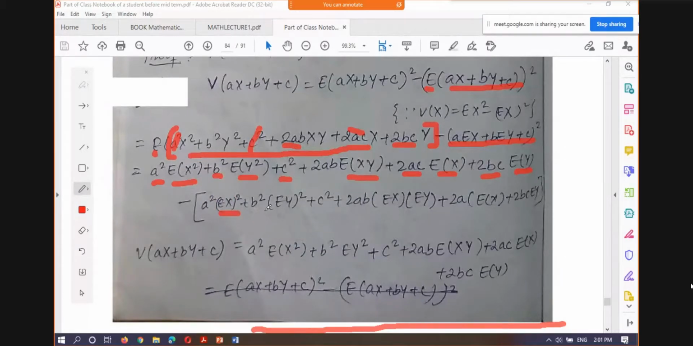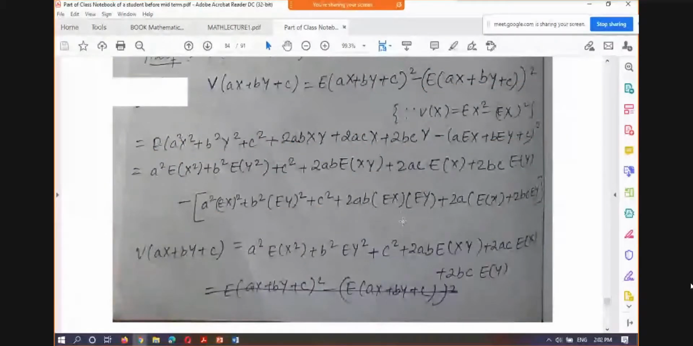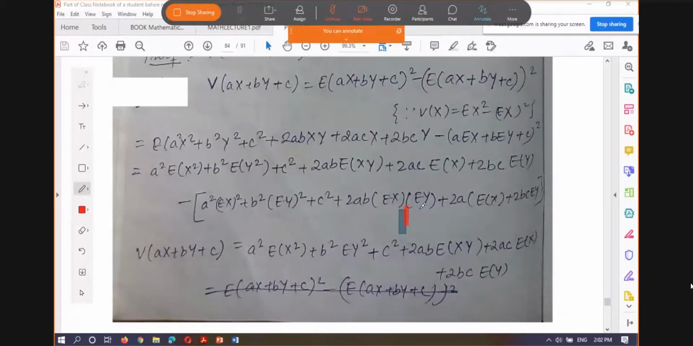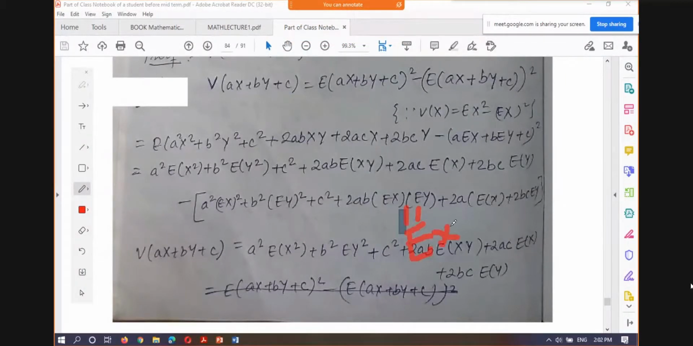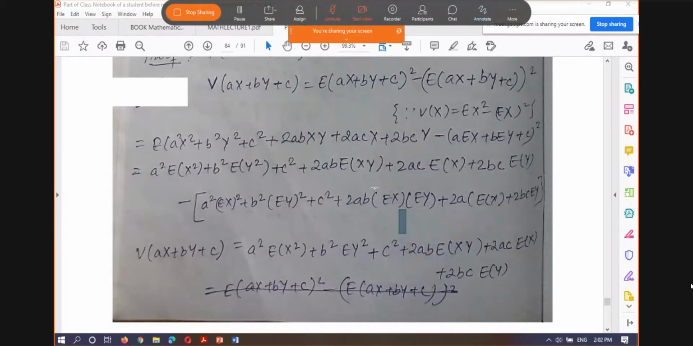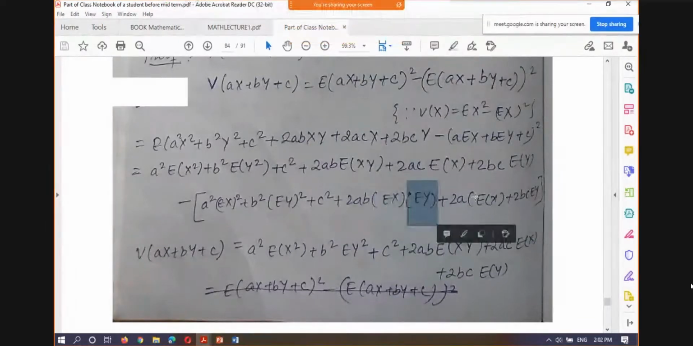So a expectation of x square, b square expectation of y square, c square, 2 expectation of x into expectation of y. Some of you, from my past experience, write this as expectation of xy in the exam, and then they will get 0. Or some may use another notation like e square xy, they will also get 0. So expectation of x, expectation of y, and then 2ac expectation of x plus 2bc expectation of y.